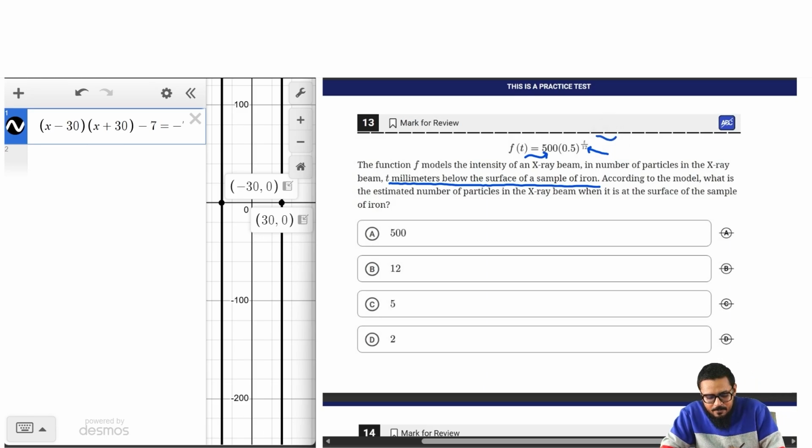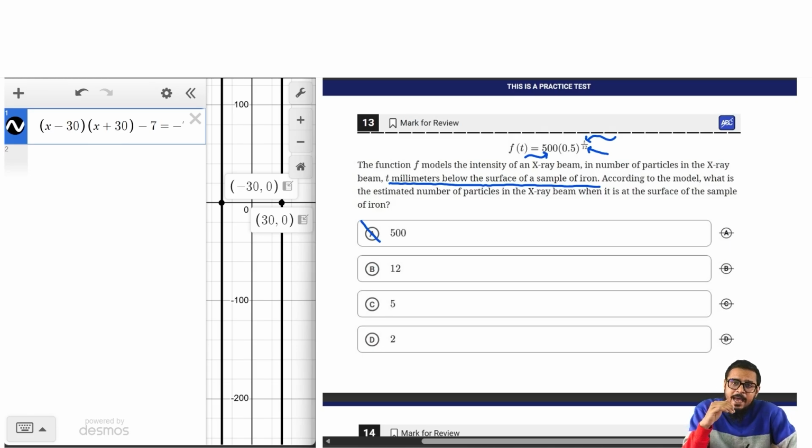So which means that I'm going to put 0 over here, and 0 divided by 12 would be 0. And any number raised to power 0 is always 1. And then that 1 is going to multiply itself by the number 500, right? And that should come out as 500. You can just interpret this question as t represents something in millimeters that are below the surface of the sample of iron.